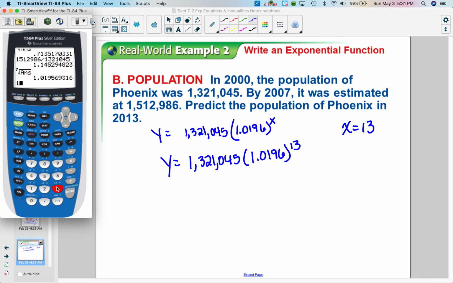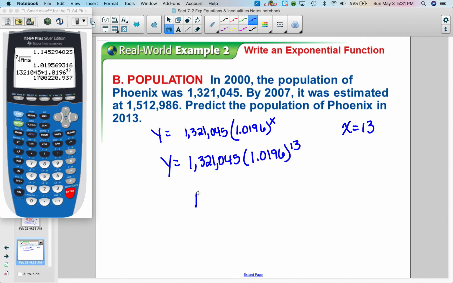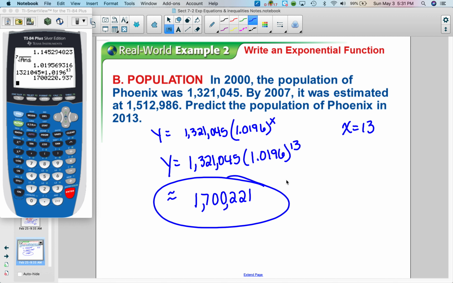We have 1321045 times 1.0196 raised to the 13th power. And my answer I get for the predicted population, and we'll just round to the nearest person, would be about 1,700,221.